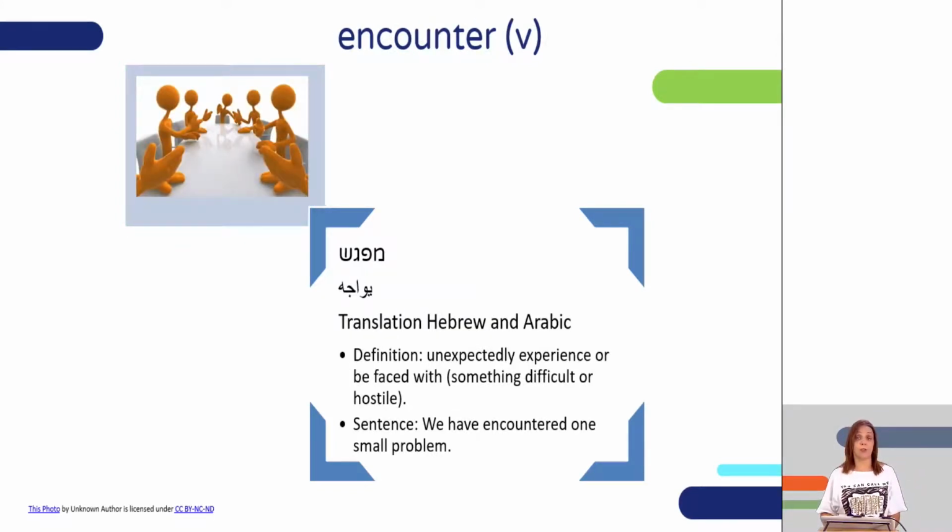We have a third word, which is encounter. Encounter is a verb. So encounter is to face or unexpectedly experience or be faced with something difficult and not favorable. You are not happy with what you are facing. Here we have a sentence. We have encountered one small problem. So usually encounter is used in a negative way. So to face something you are not willing to face or to deal with.